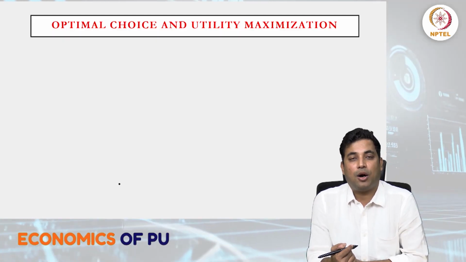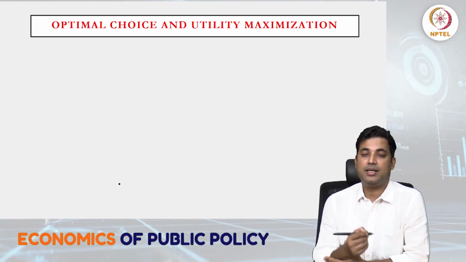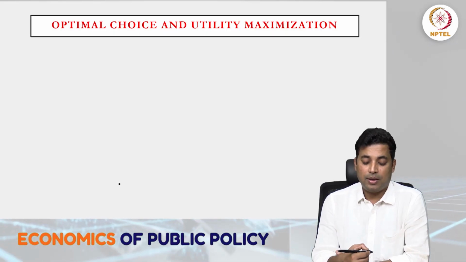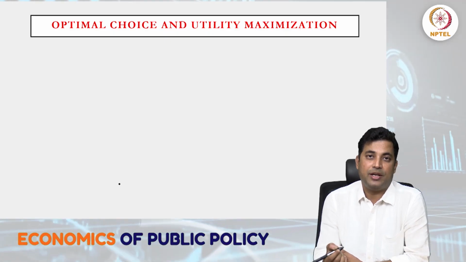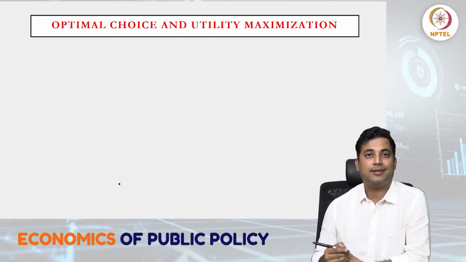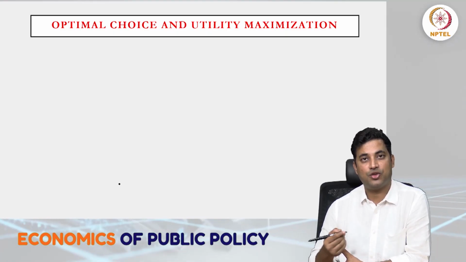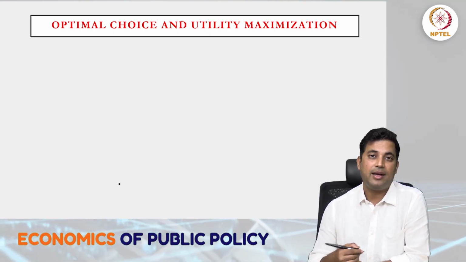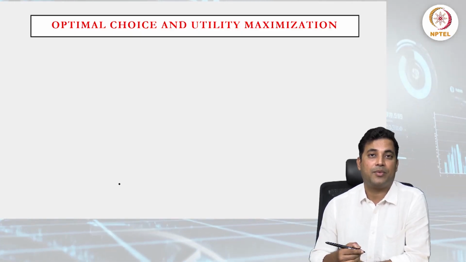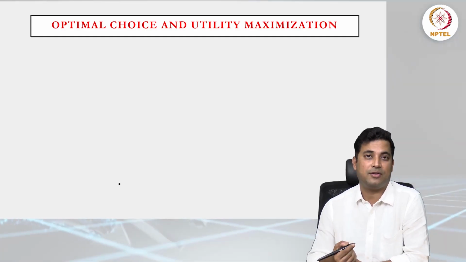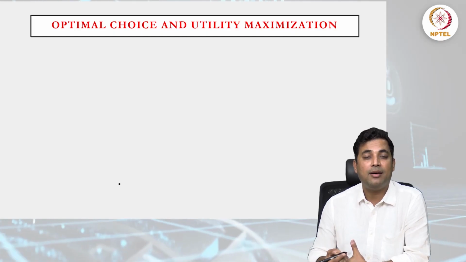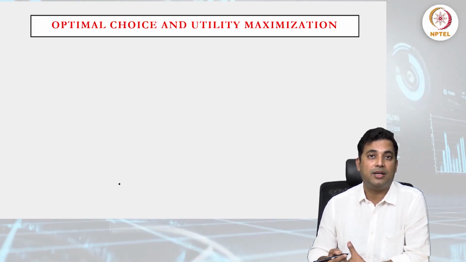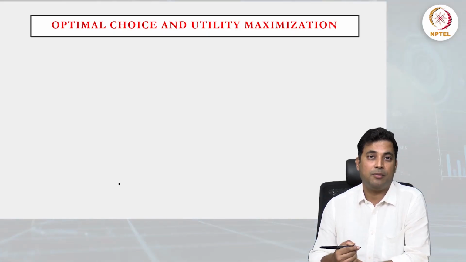So now let's talk about the optimal choice and utility maximization. We already understood how utility is measured through the indifference curve, and utility is our level of satisfaction that we are drawing from, say, x and y, and this can be unlimited. But with limited resources, like the budget line, how can one optimize its utility given the budget constraint?